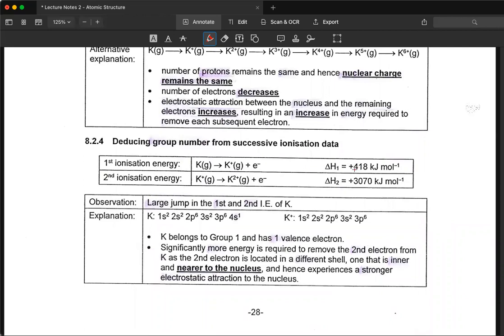How do you deduce group number from successive IE data? You can see that for potassium, from first to second, there's a large increase in IE. So this shows that potassium belongs to group 1 and has 1 valence electron. If you see a significant jump in IE, it will correspond to the group and the valence electron number it has. The explanation will be: more energy is required to remove the second electron from potassium because the second electron is located in a different shell, an inner shell nearer to the nucleus, and hence experiences a stronger electrostatic attraction, which explains the large jump between the two IE. So if there's a large jump between first and second, it will be group 1. Second and third, group 2, something like that.